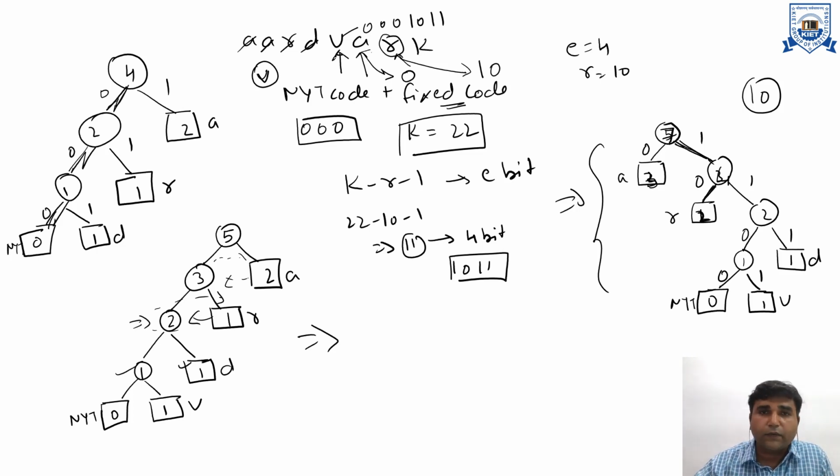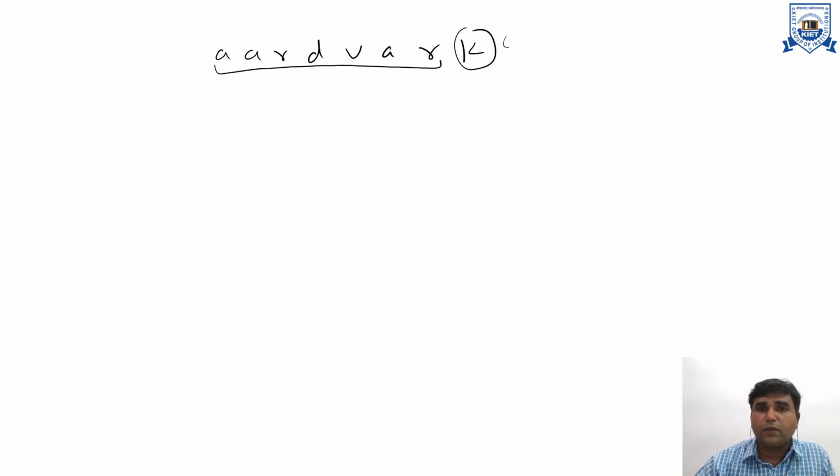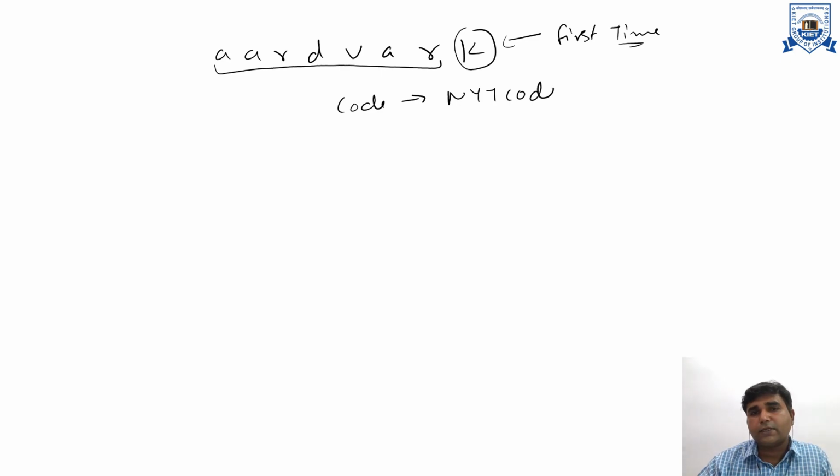Now we have the symbol K. This is the last symbol K. So what we have to do? We will discuss it on the next slide. So we have A, A, R, D, V, A, R, K. For all these symbols we have already found the code, as well as updated our Huffman tree as per the given specs. Now come to this symbol. As this symbol is encountered for the first time, what we have to do? We have to find the code, and the code will be the combination of the NYT code as well as the fixed code.